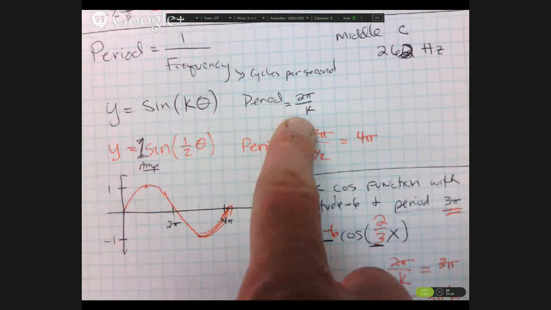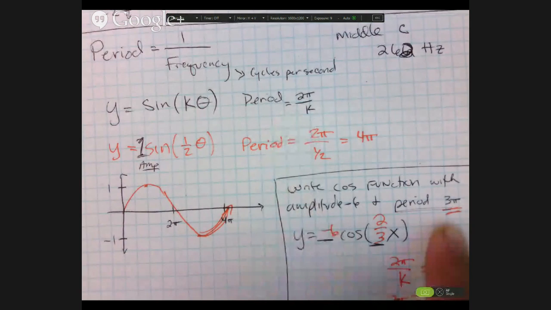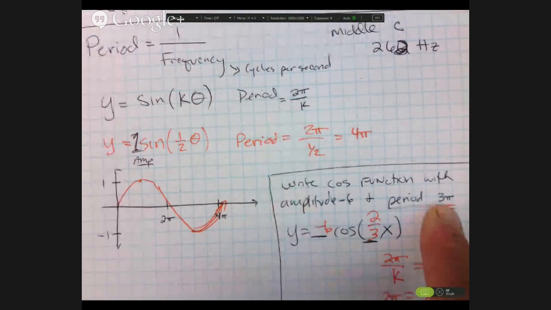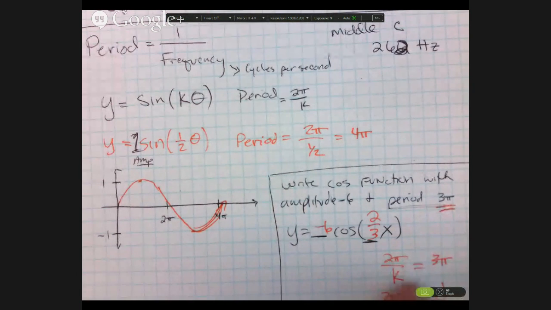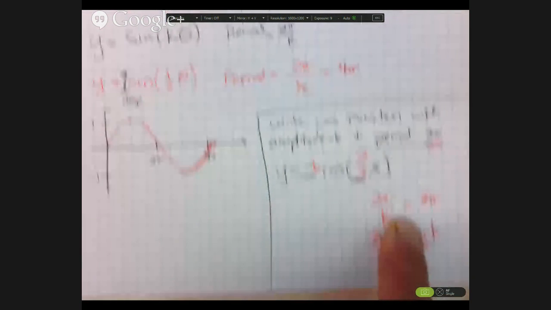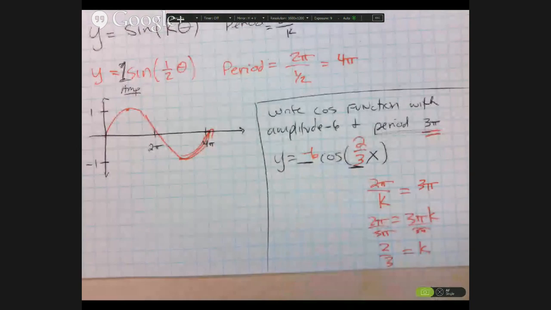to find K. So the period is 2 pi over K. Now if I have the period, 3 pi, I have to set that equal to 2 pi over K in order to solve for that number to put it in the function. Clear?